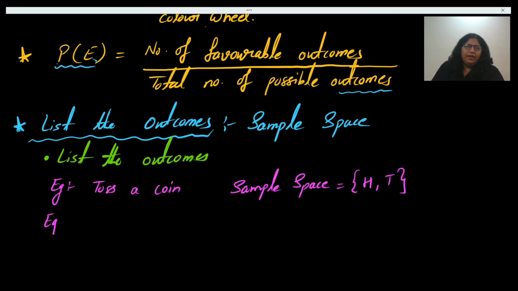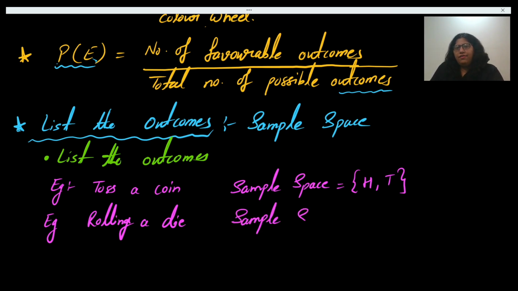Now if I take the second example, rolling a die, that means you are taking a die. What are the possible outcomes for a fair die?